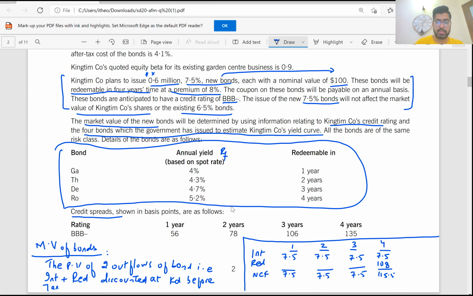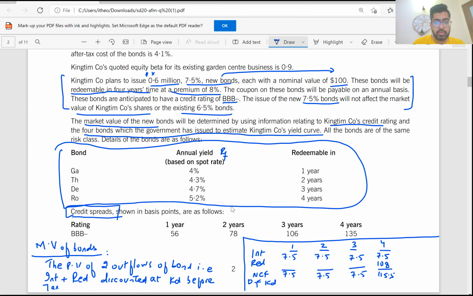These net cash flows are given. These are the present values of all outflows of the bond. So the bond has two outflows: interest of 7.5% on the new bond, and the redemption at 108. You get net cash flows. To convert them into present value, multiply by the discount factor that is supposed to be KD. Okay, discount factor KD. Now, you know when spread is given, you find KD as RF plus spread.